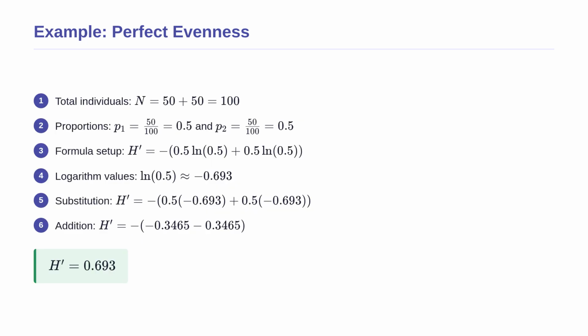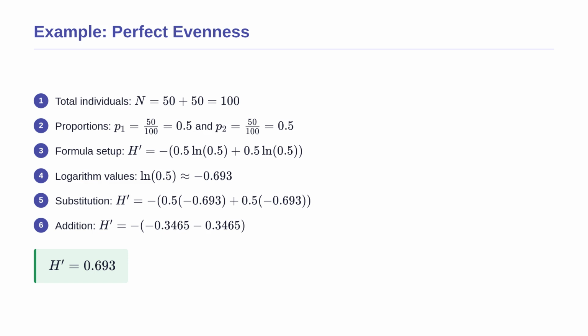Now that we have our formula, let us see it in action with a concrete example of a perfectly even community. Imagine a small garden with exactly 50 daisies and 50 roses. We want to calculate the Shannon Diversity Index. First, we find the total population, which is 100 flowers. Next, we calculate the proportion for each species. Since there are 50 of each out of 100, both proportions are exactly 0.5.